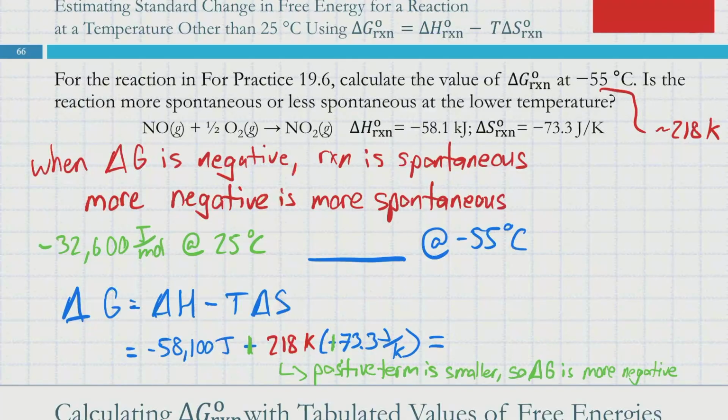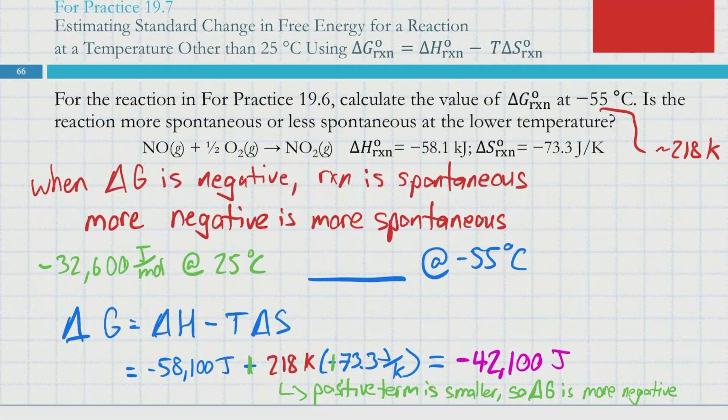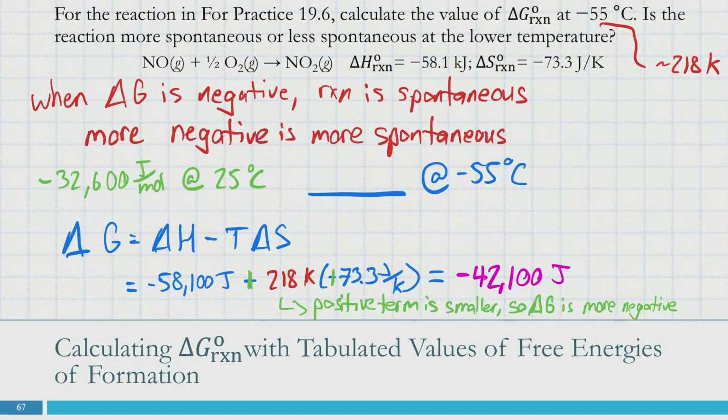So our new delta G at this lower temperature is negative 42,100 joules. So that tracks with the prediction. This is smaller. G is more negative. The reaction is more spontaneous. So that's one way to calculate the standard change in free energy of a reaction.